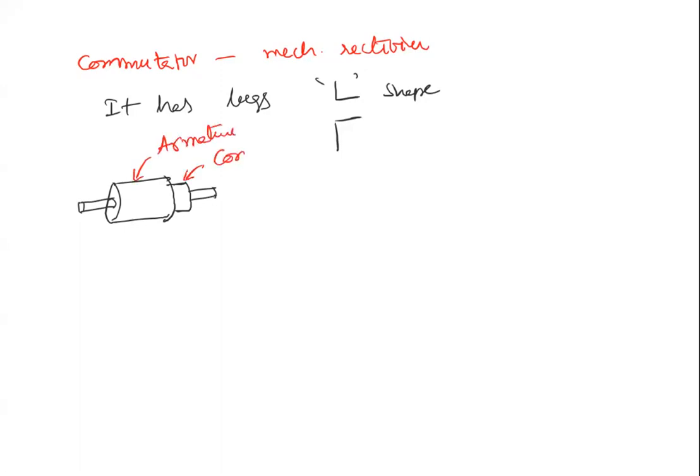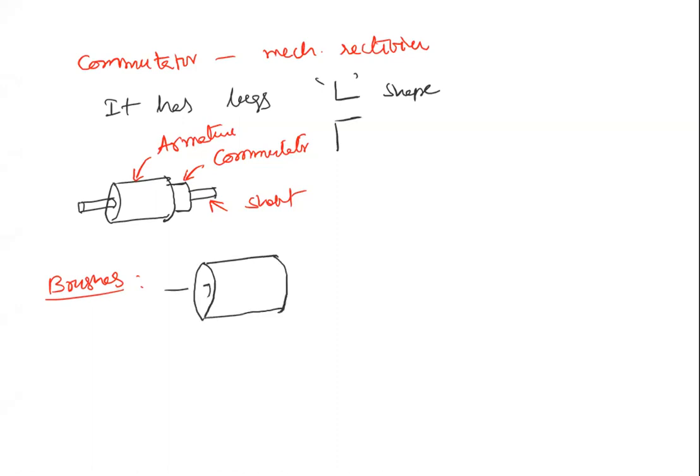Armature, commutator, and this is shaft. Now the next one is brushes. Again I will draw the same figure. So this is a commutator with some radial lines. I will draw. Brushes are blue.